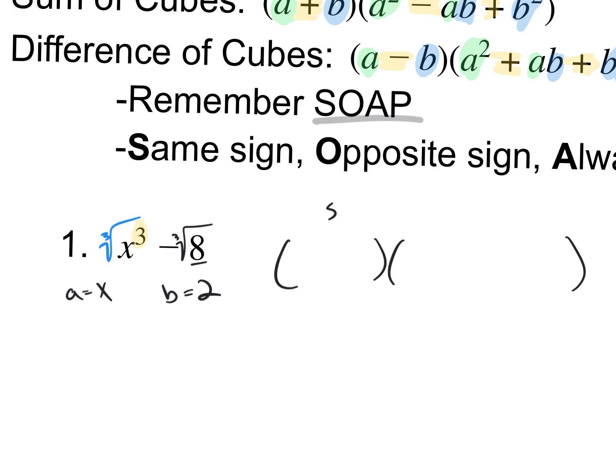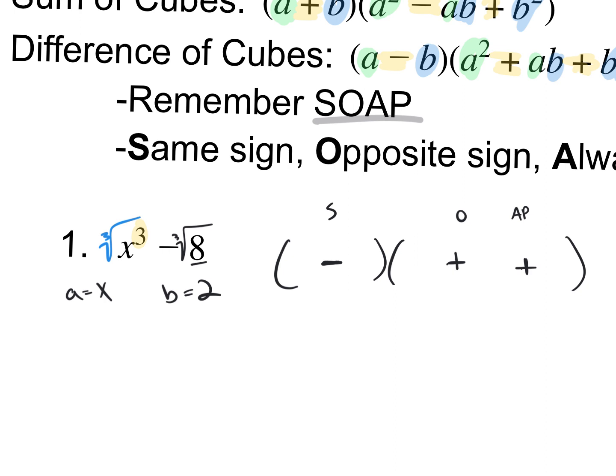Remember, the acronym is same sign, opposite sign, always positive. So looking at the original problem, this original problem was a subtraction problem, x to the third minus 8, so we're going to use that same sign that appeared originally, a subtraction sign. Next sign we're going to use is the opposite sign. So if we started with subtraction, the next one, opposite, would be addition. And then the last one here is always positive, or always addition.